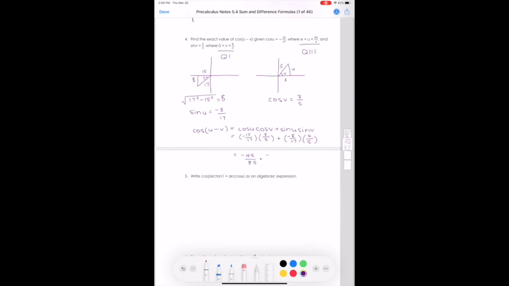I had issues with multiplying. 8 times 4 is negative 32.